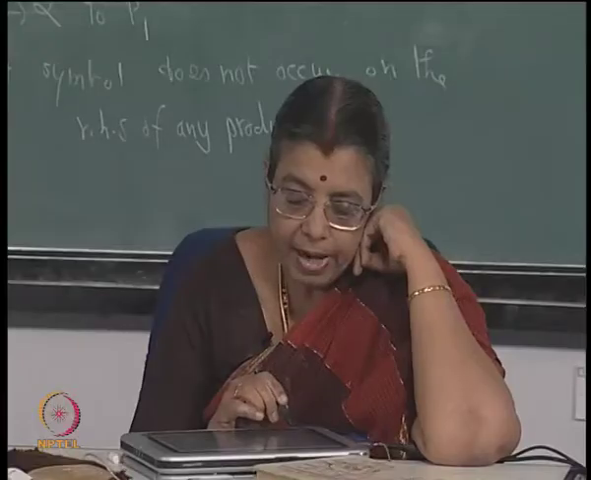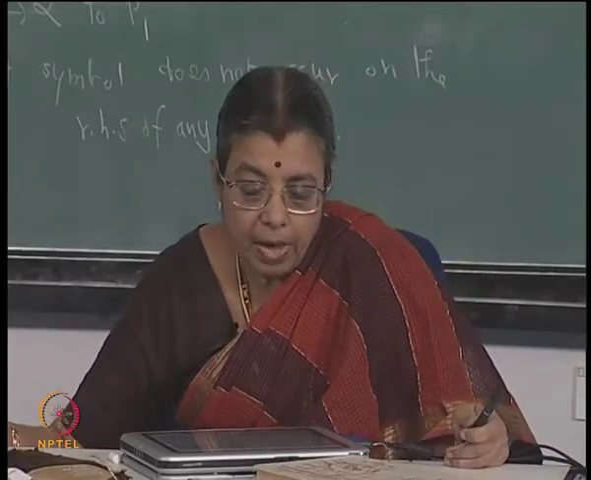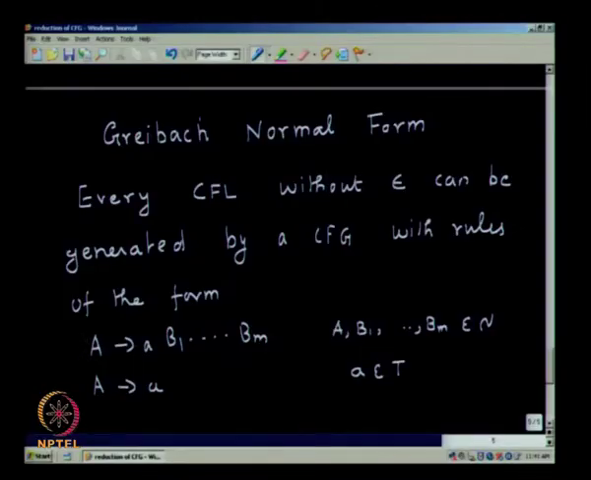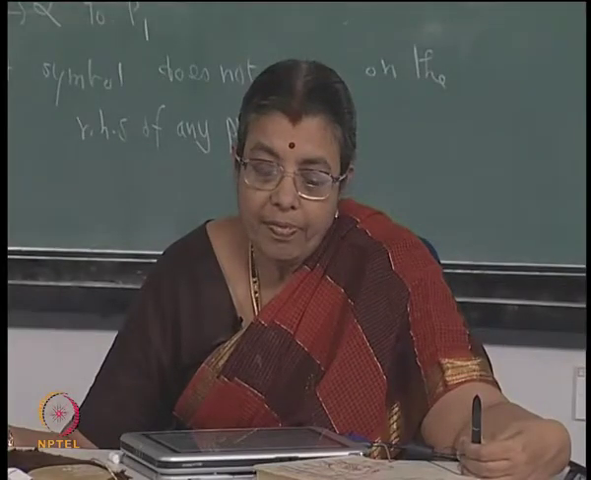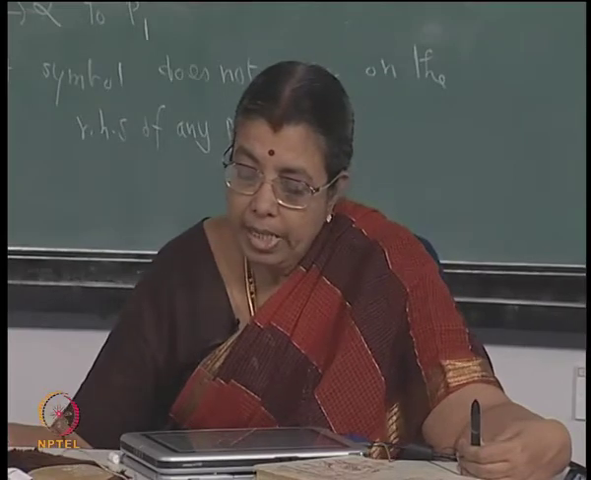That is, on the left hand side you have a single non-terminal, on the right hand side you have a single terminal or a single terminal followed by a string of non-terminals. You may have one non-terminal, two non-terminals, three non-terminals, any number you can have. So, the rules are of the form such that on the left hand side you have a single non-terminal, on the right hand side you can have a single terminal or a single terminal followed by a string of non-terminals. So, you can bring any CFG to this form. Let us see how we can do that.